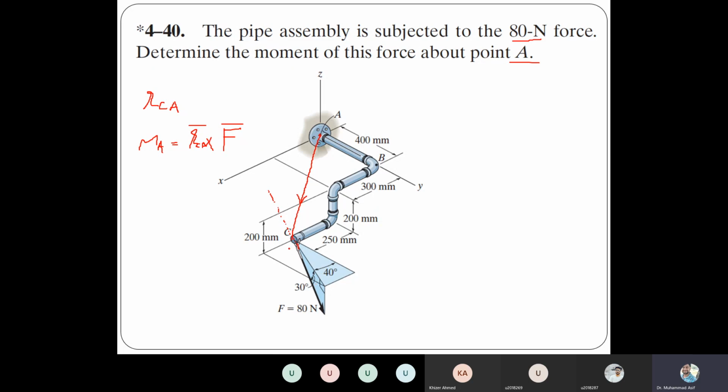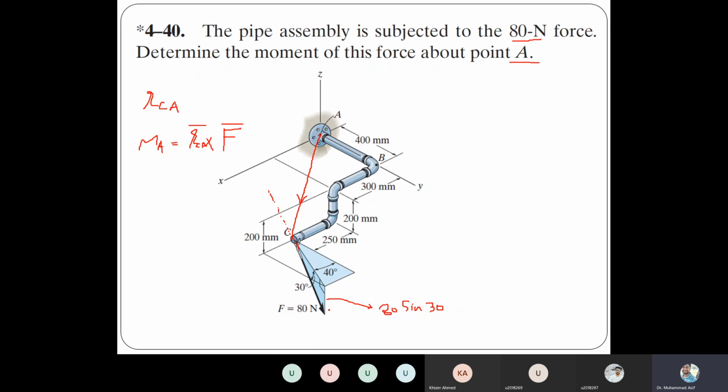For example, this force has several angles. If this is the angle, this angle is 30 degrees. So it is very easy to calculate the component of the force in the z direction. This component is in the z direction, right? So this component can be easily calculated. What is the value of this component? 80 sine 30. So this component is in the negative z direction, sorry. This will be minus k, right?